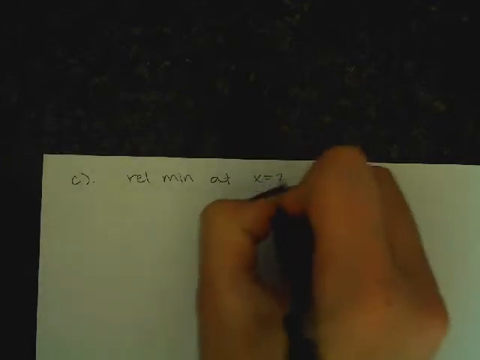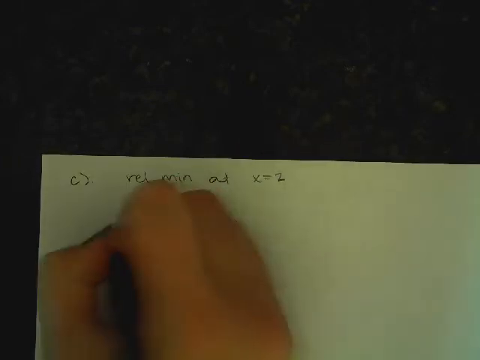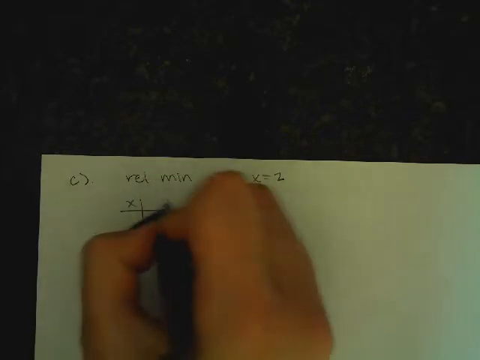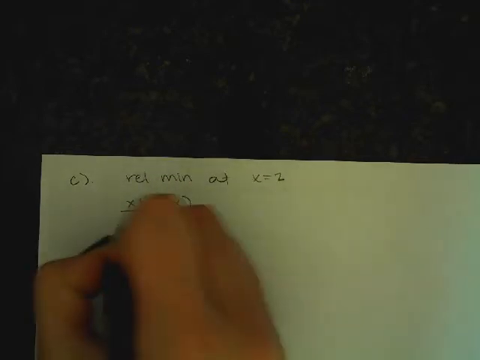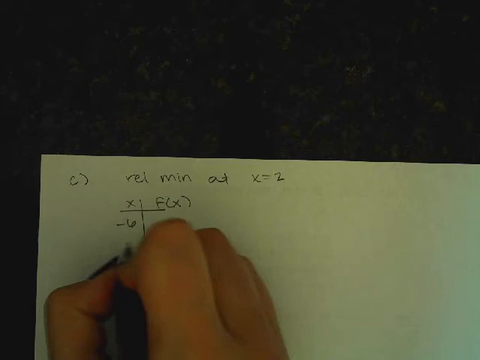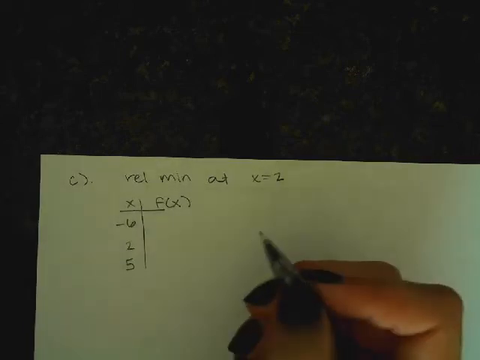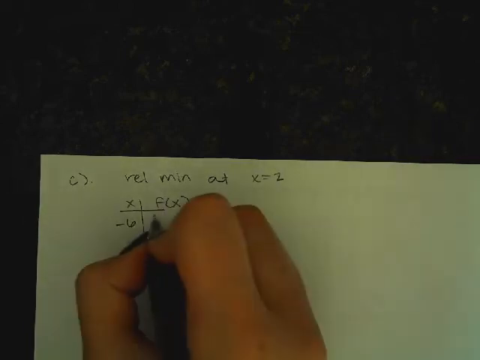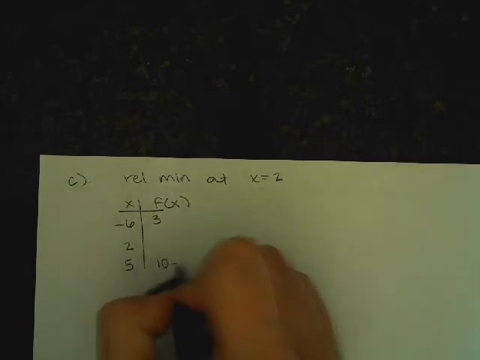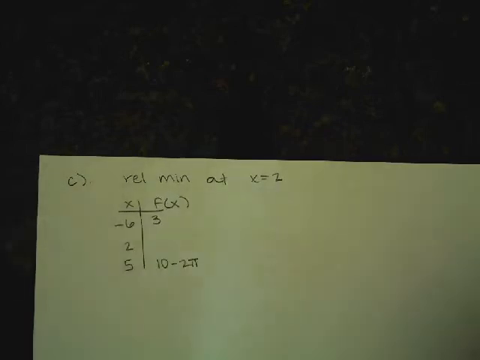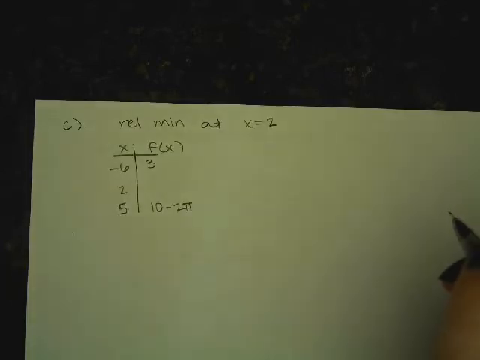To do the extreme value theorem, I'll go ahead and write my thinking for that first. So I've got x, I've got f of x, I'm going to plug in -6, I'm going to plug in 2, I'm going to plug in 5. I already know that -6 gives me 3. I already know that 5 gives me 10 minus 2 pi. I haven't figured out what f of 2 is yet.